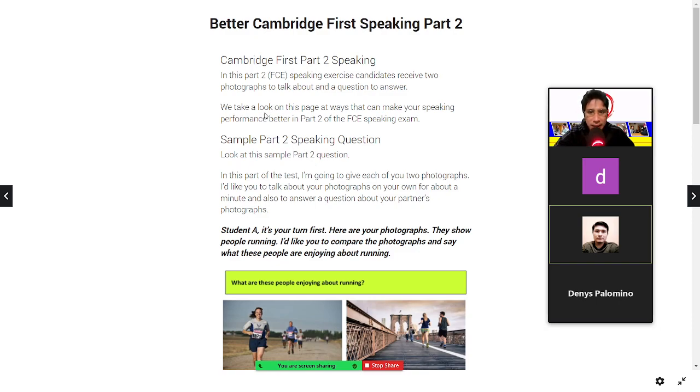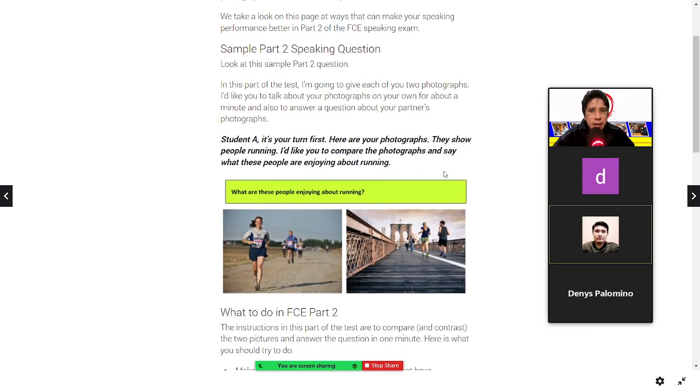We take a look on this page at ways we can make your speaking performance better, okay? For example, in this part of the test, I'm going to give you two photographs. I'd like you to talk about the photographs on your own for about 1 minute. You have to speak for about 1 minute, okay? And also you have to answer the question.